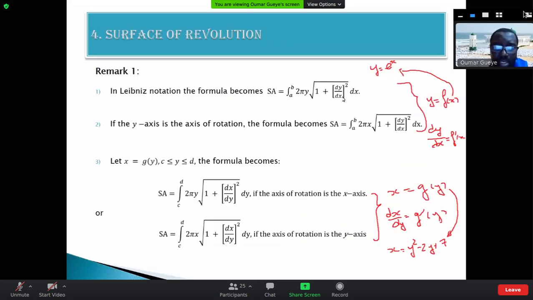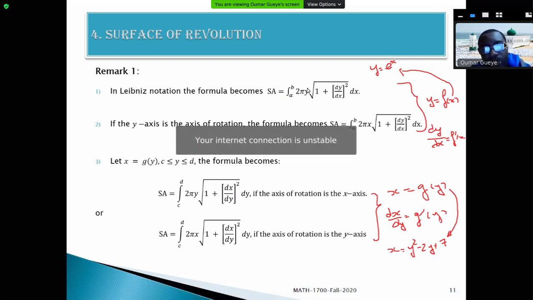It represents the distance from the axis of rotation to the curve that we're rotating.